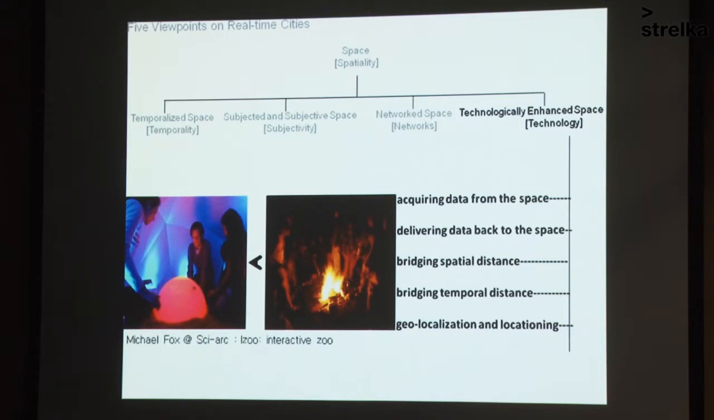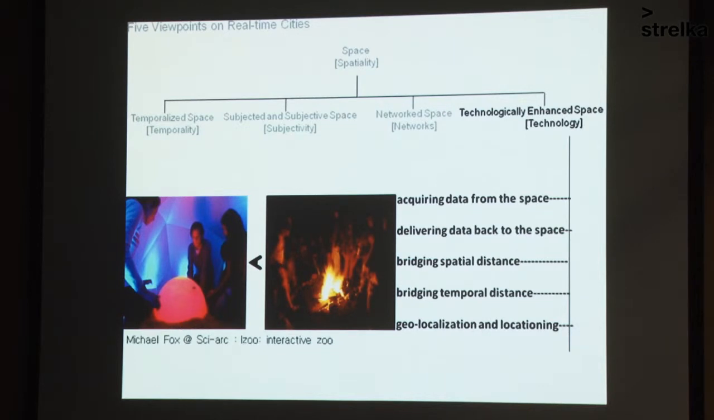The technologies that facilitate digital augmentation are technologies that acquire or deliver information back to it, technologies that reach spatial distance or connectivity technologies, technologies that reach temporal distance or memory storage and management technologies, and technologies of geolocalization that allow layers of delivered information to be situated within the physical landscape that they augment.